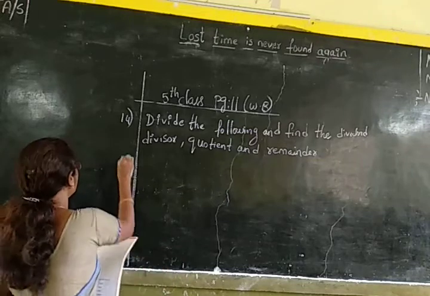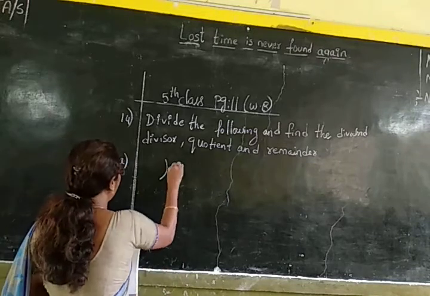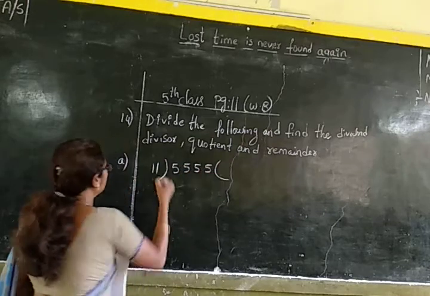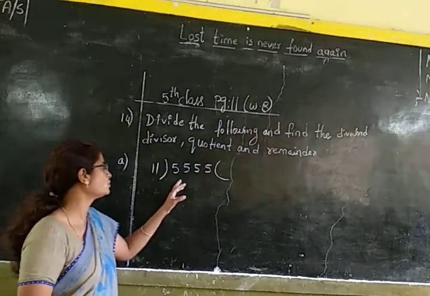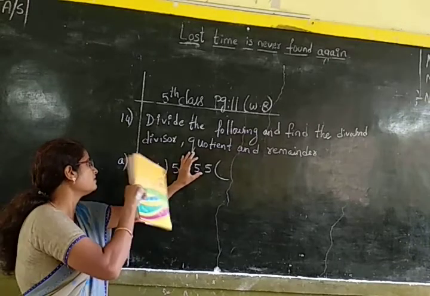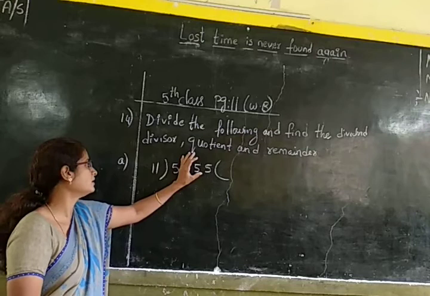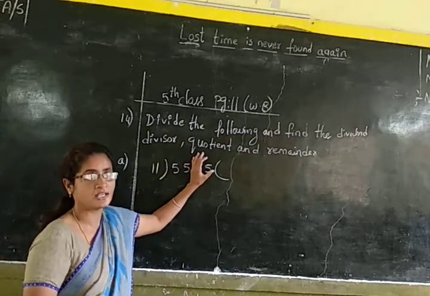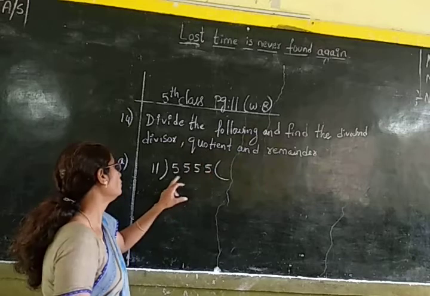Let us do the A sum. You have to divide 5555 by 11. First you have to check how many digits you have to take. If I take one digit which is 5, 5 is less than 11. So we can't do the division. So how many digits do I have to take? I have to take 2 digits.